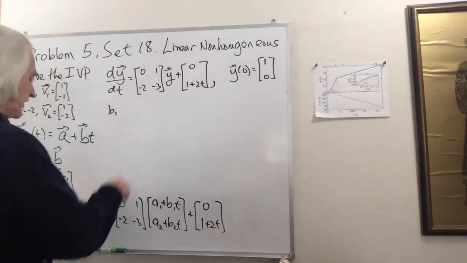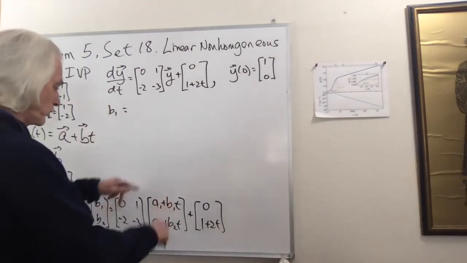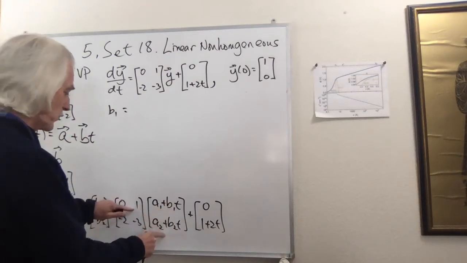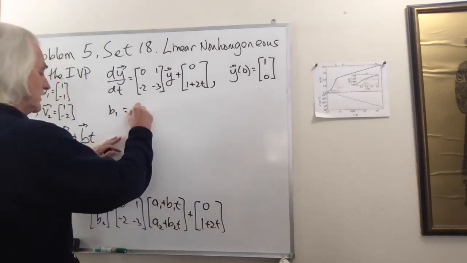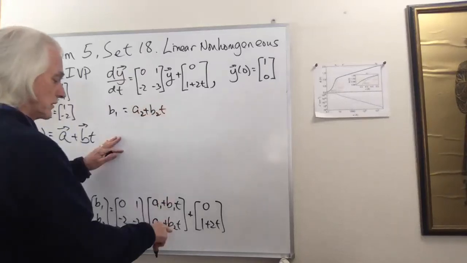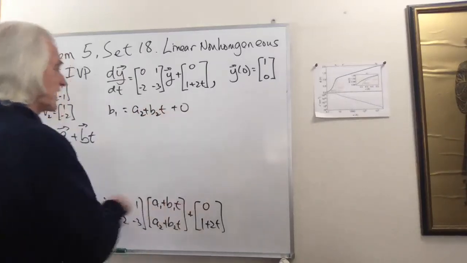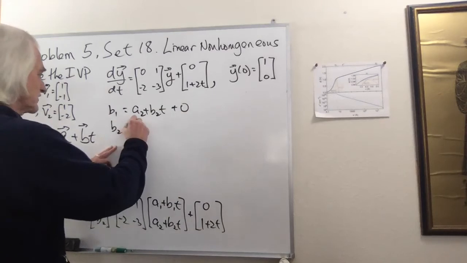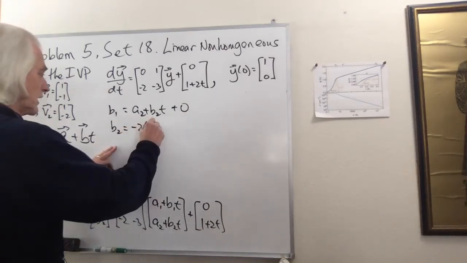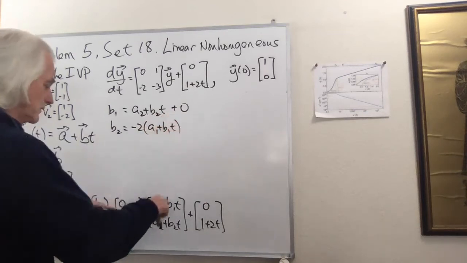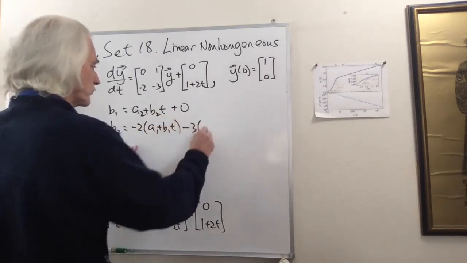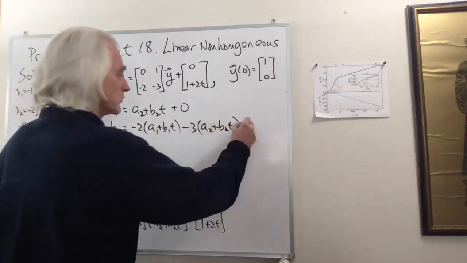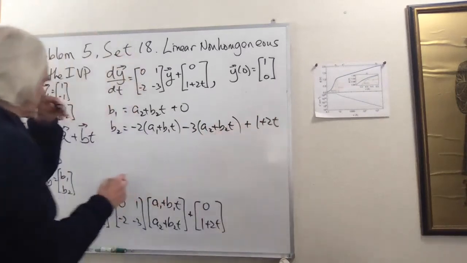So B1, the first component, is, I have to do my little finger motion for the matrix multiplication, 0 times that plus 1 times that. That's A2 plus B2 T, plus 0. So that's the first component. The second component is a little bit more work: B2 is negative 2 times (A1 plus B1 T), minus 3 times (A2 plus B2 T), plus 1 plus 2T.